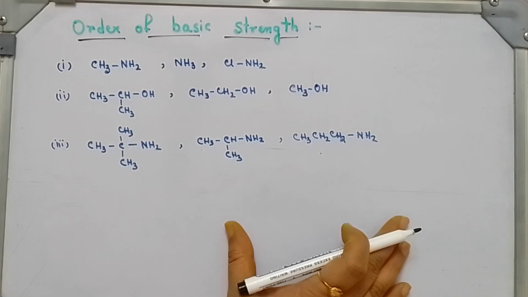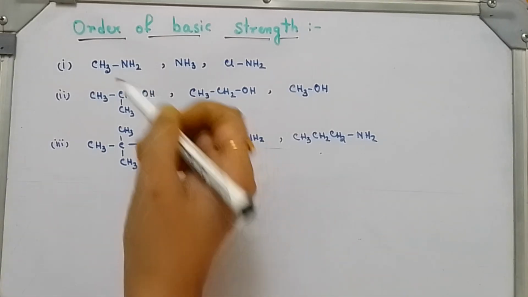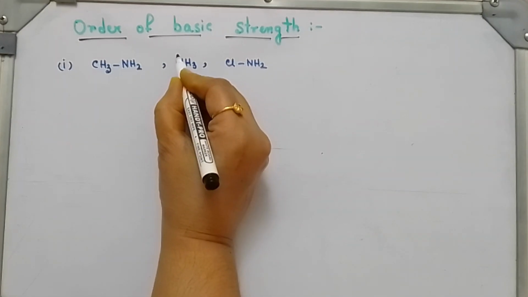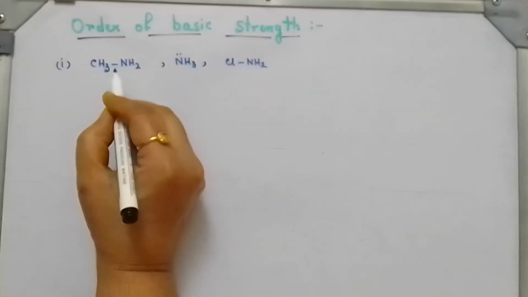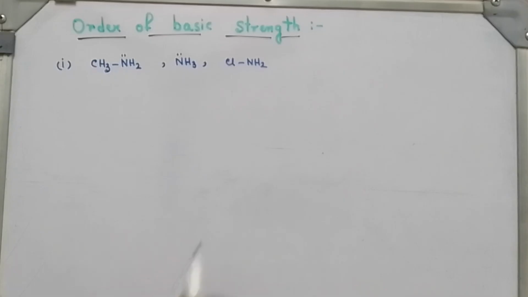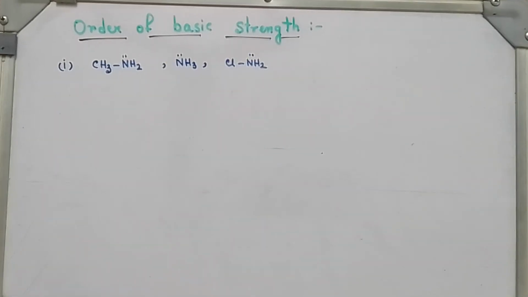In this lecture, I am going to explain the order of basic strength of some compounds. Three series are given. Now this is ammonia. Here nitrogen is having a lone pair. This is an amine. Nitrogen is having a lone pair, and this is also an amine. Nitrogen is having a lone pair.